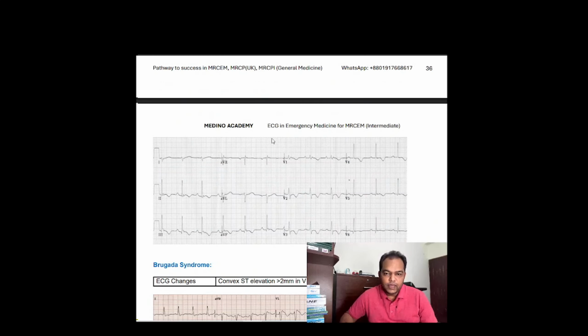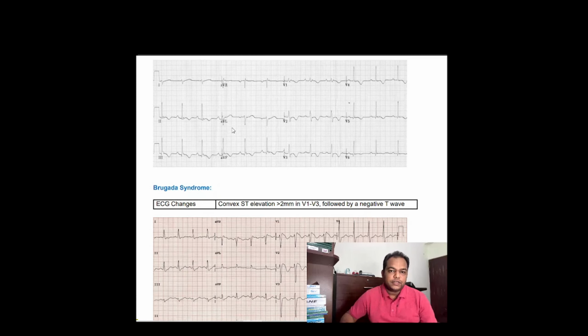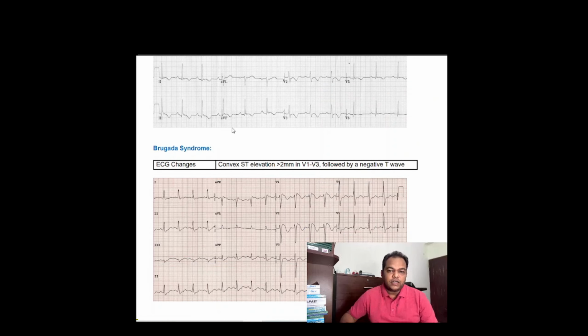And arrhythmogenic right ventricular cardiomyopathy. In case of arrhythmogenic right ventricular cardiomyopathy, we can find epsilon wave. What is the epsilon wave? Epsilon wave is the terminal notch in QRS complexes. Here we can find the terminal notch, and also here. There is a notch here in lead 2 also. So these are the epsilon waves, and these epsilon waves represent arrhythmogenic right ventricular cardiomyopathy.